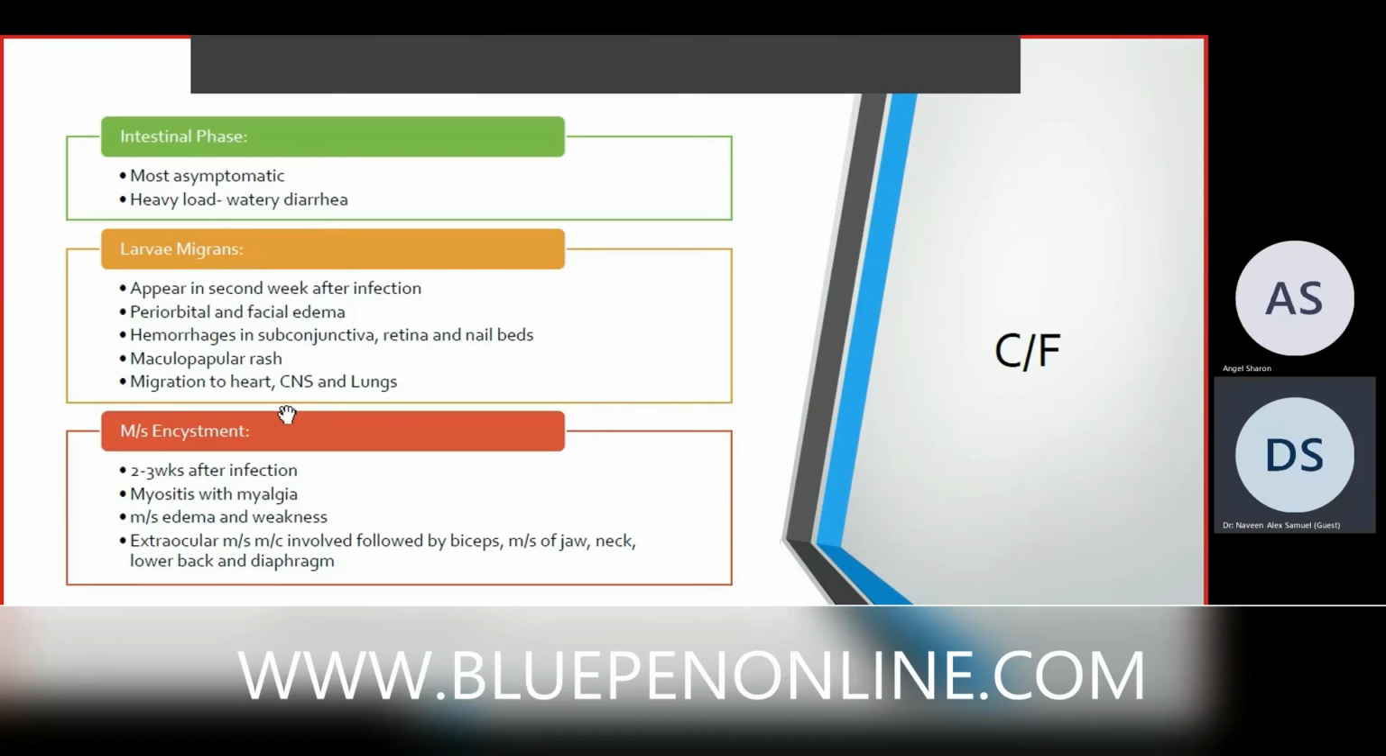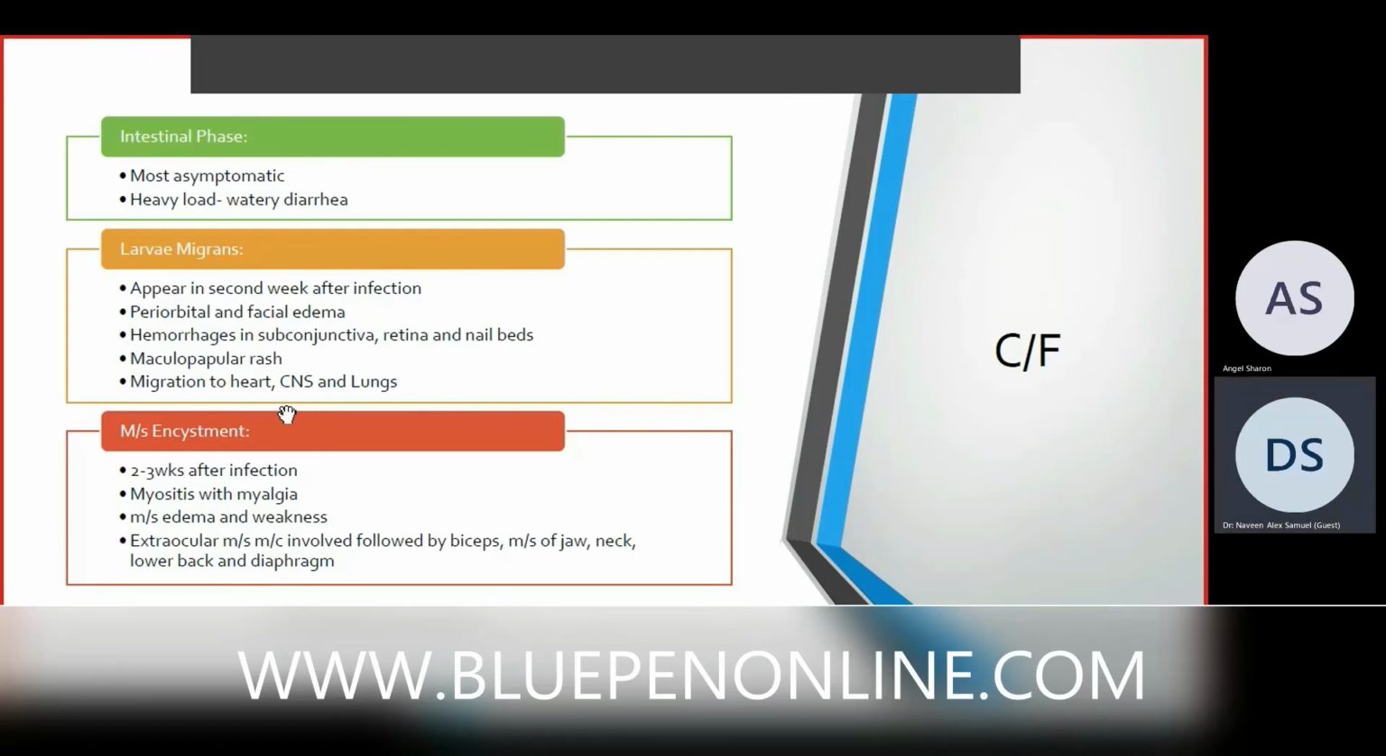So they might ask: the most common muscles involved in this infection are the extraocular muscles, that's the eye muscles. That's why there will be periorbital edema and facial edema. And there might be orbital pain, like when the person moves the eyes to the left or right, there might be severe pain. The second most commonly involved muscle is the biceps, and the muscles of the jaw, neck, lower back, and diaphragm are also involved.